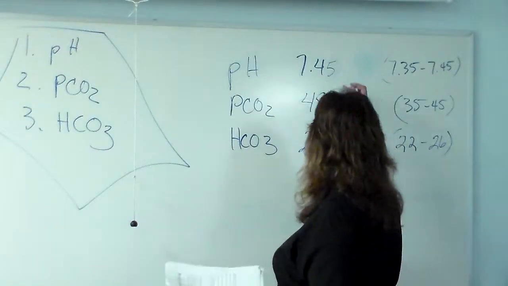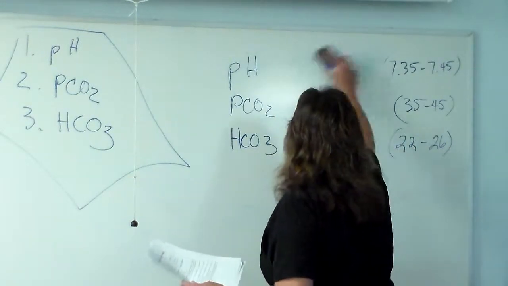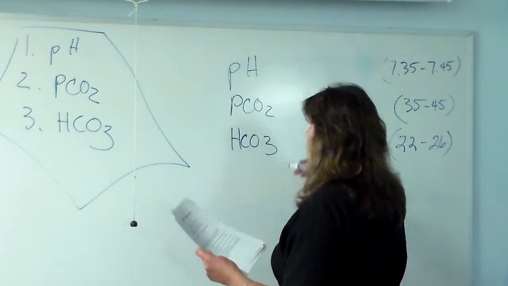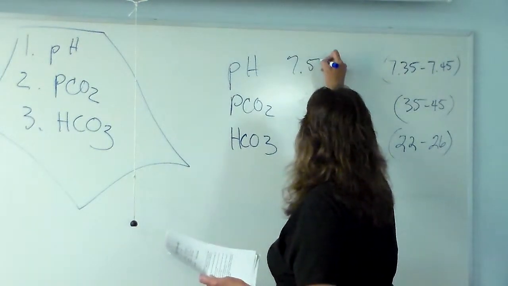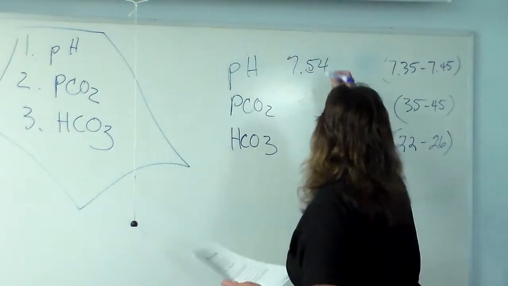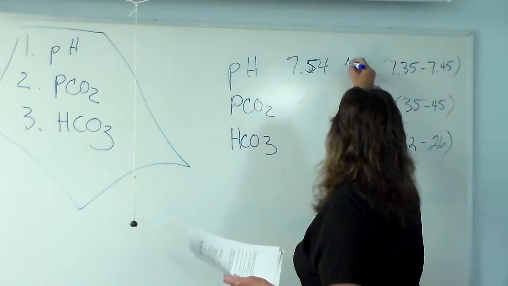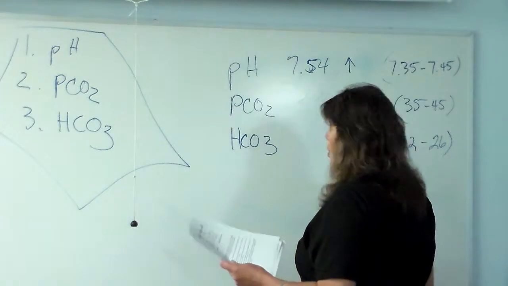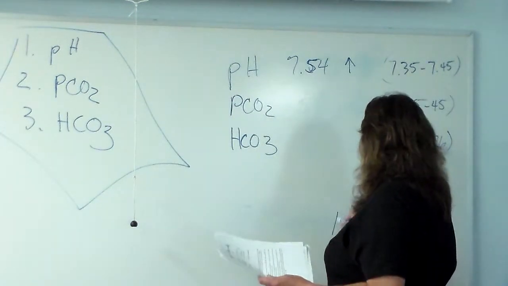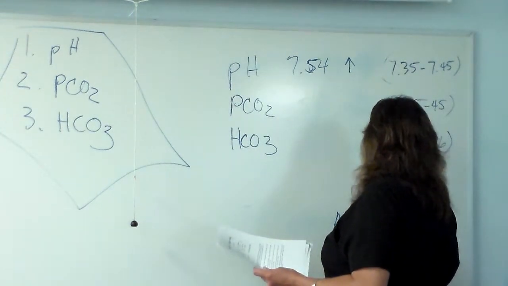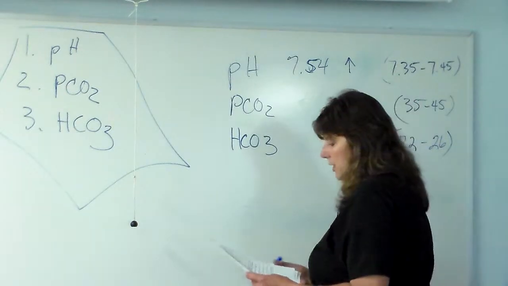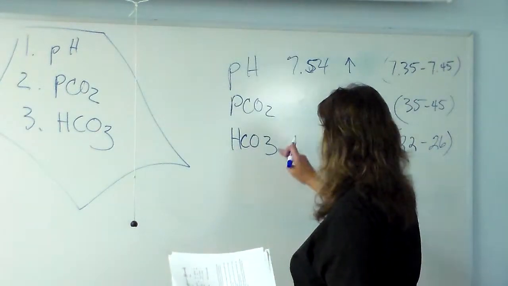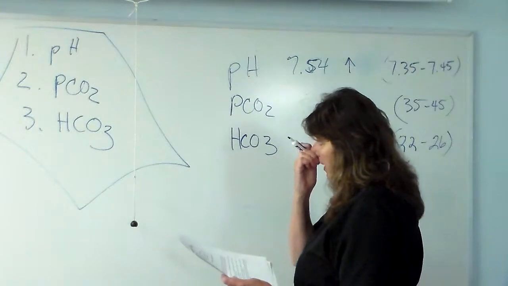Okay, I got a pH of 7.54. All right, and of course, folks, that's very high. So we know that this is what? Alkalosis. All right, so we're dealing with alkalosis again. I just don't know if it's respiratory or metabolic, but we're going to find out, right?